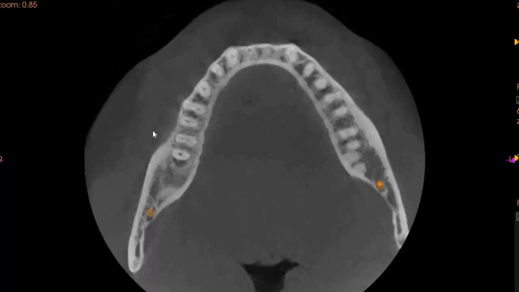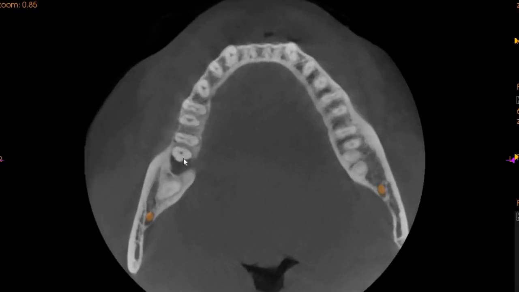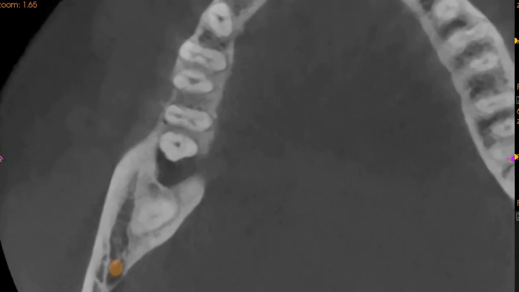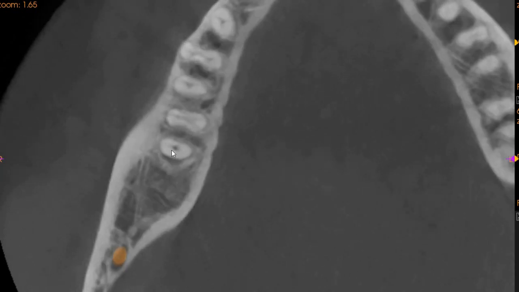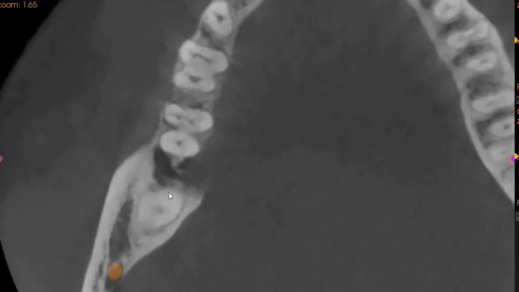If we move to the axial view, this is the axial view. Here we can see that there is a radiolucency on the distal aspect of the 7. I'm going to zoom in for our doctor where they can see that this is the 7, which has two canals in the mesial root, a single canal in the distal root, and we can see that there's a radiolucency present here as well. This is the wisdom tooth.